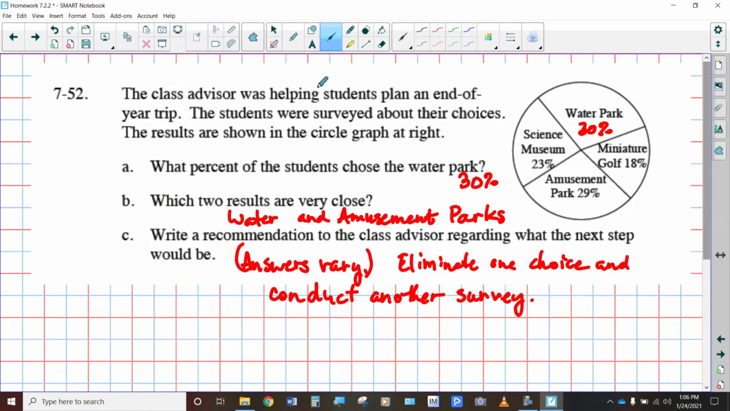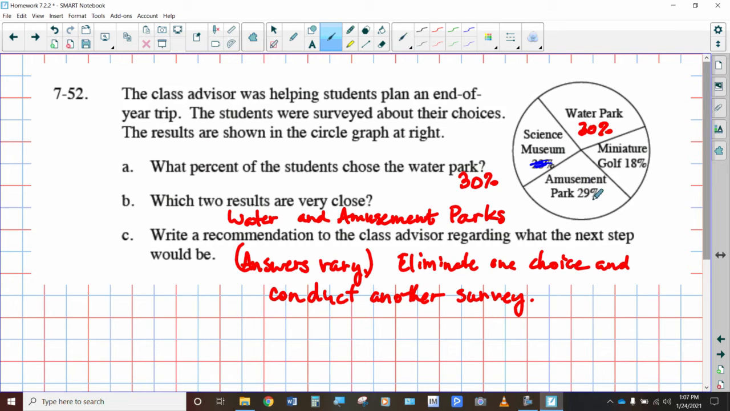The class advisor was helping students plan an end-of-the-year trip. Students were surveyed about their choices. The results are shown at the right. The Science Museum, 23% of the students wanted to go there. 29% wanted to go to the amusement park, and 18% wanted to go to miniature golf. And I'm sorry, I don't believe these numbers.